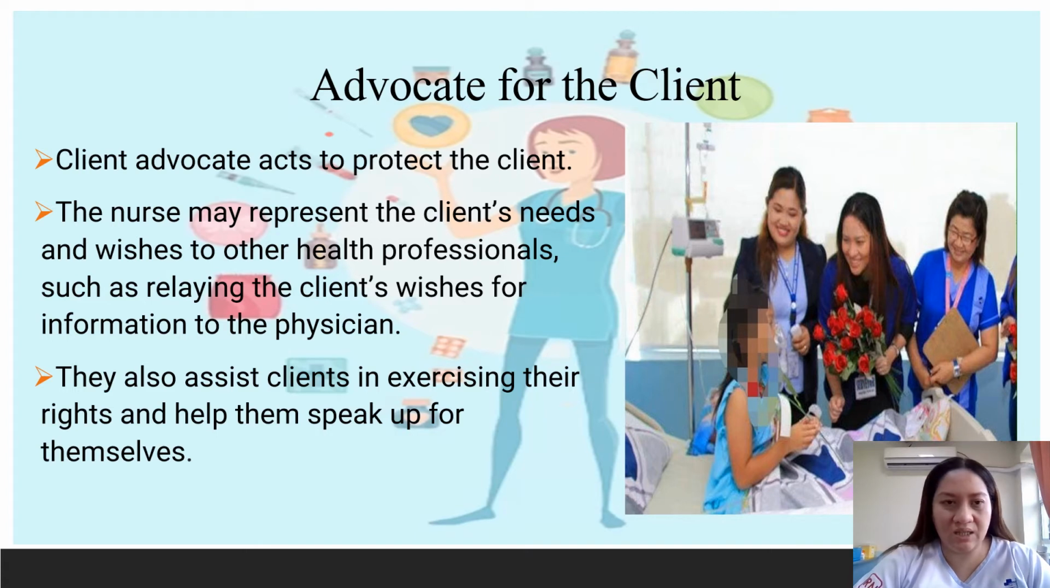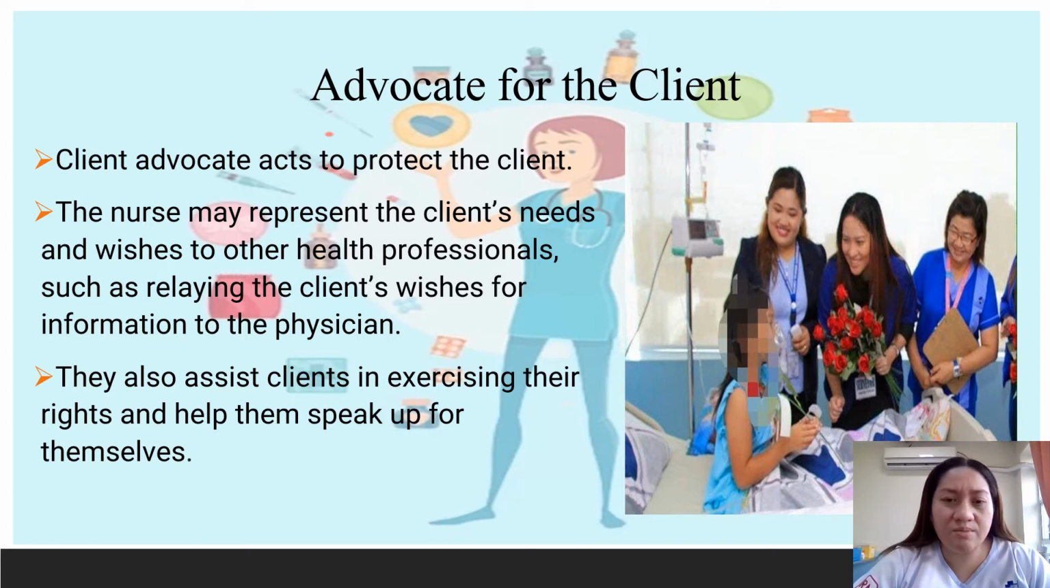Advocate for the client. When you say advocate for the client, you act as the voice. You would represent the client on their behalf. So a client advocate acts to protect the client. So we will be centering the patient care, addressing the patient's needs, and we will verbalize what is their opinion, what are their concerns.